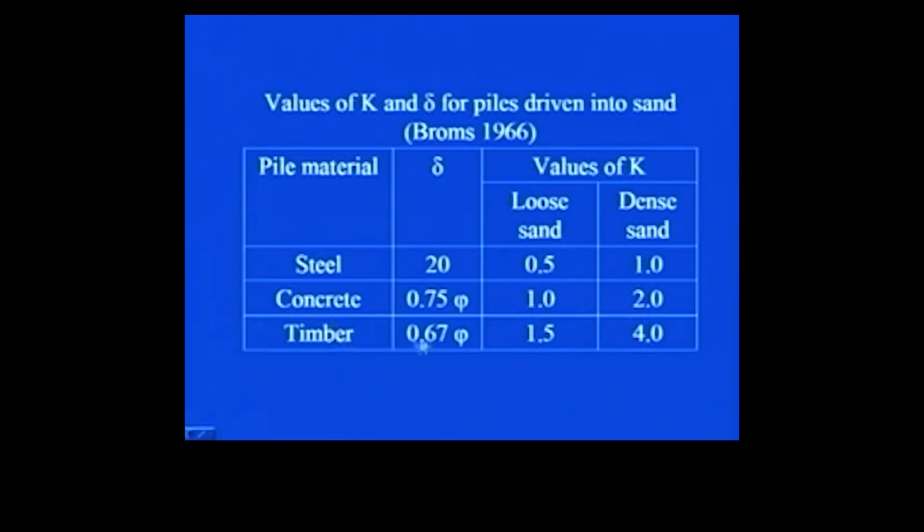In case of timber piles, delta, the angle of friction between soil and pile material, is equal to 0.6 times the angle of internal friction of the soil. And then the values of K for loose sand and dense sand are 1.5 and 4 respectively. This is as per Broms. However, the IS code recommends that you can pick a value between 1 and 3, and you can take the friction angle between pile and soil to be equal to the angle of internal friction of the soil.